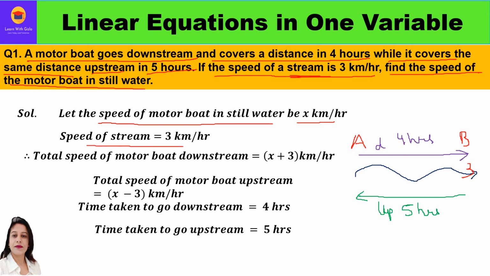Speed of the stream they have given 3 kilometers per hour. Now when you are moving downstream, your total speed will be x plus 3 kilometers per hour. So we can say total speed of the motorboat downstream is x plus 3. And total speed of the motorboat upstream, when you are coming back, it will be x minus 3, right? Because now our speed will reduce by the speed of the stream. Over here, when you go downstream, it increases with the flow of the water. Now time taken to go downstream is 4 hours and time taken to go upstream is 5 hours, right? This much have you understood?